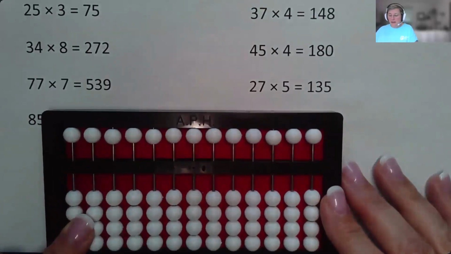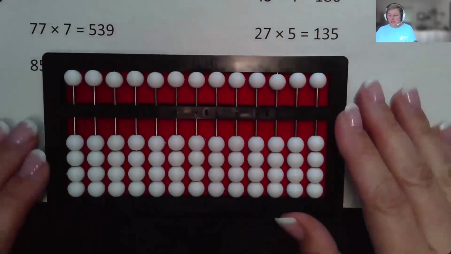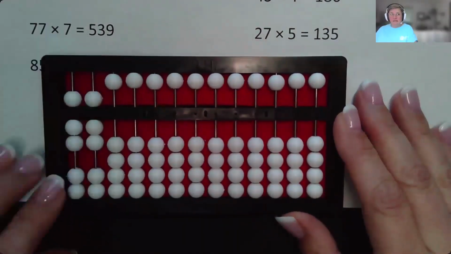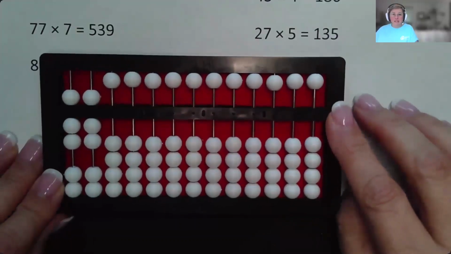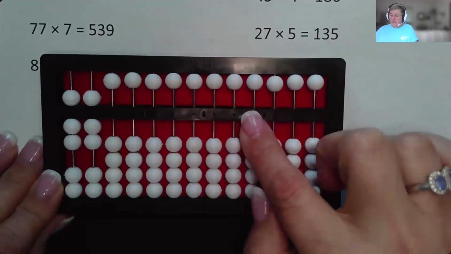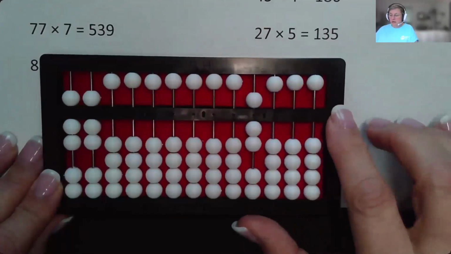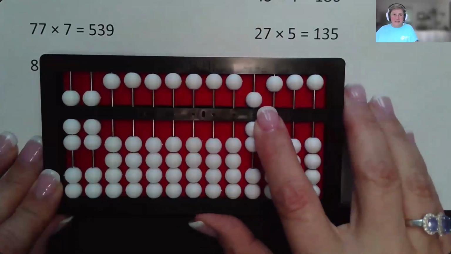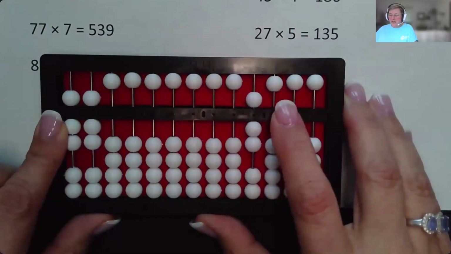Okay. Let's try 77 times 7. Set 77. We're going to count over to set the 7 multiplier. 7 times 7, 7. Set the 7 multiplier. My right finger goes over and reads a 7. My left finger goes over, reads another 7. 7 times 7 is 49.